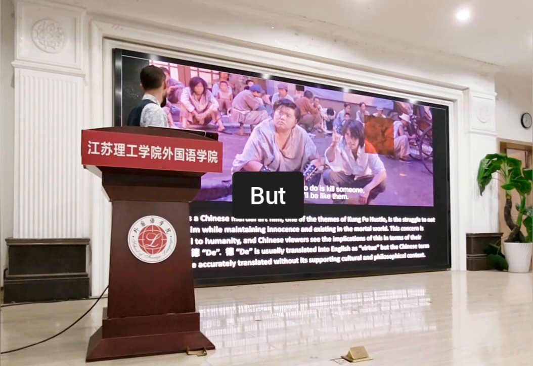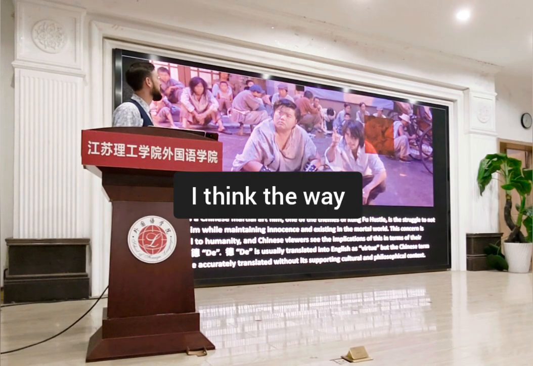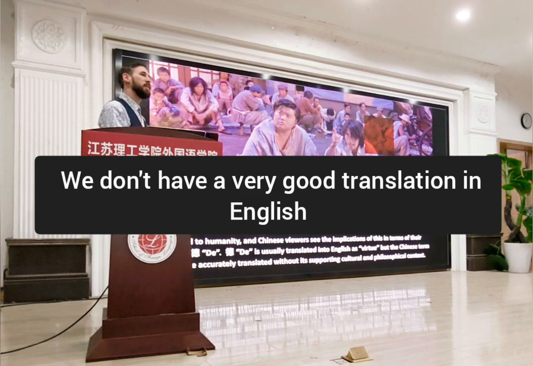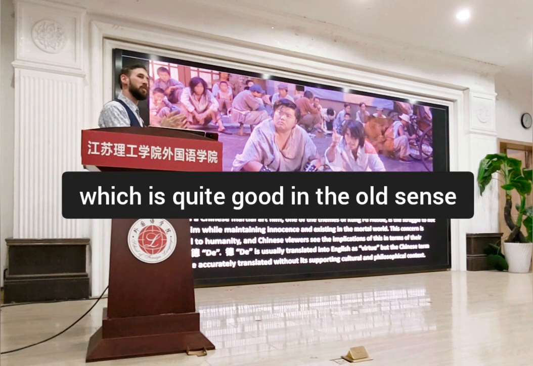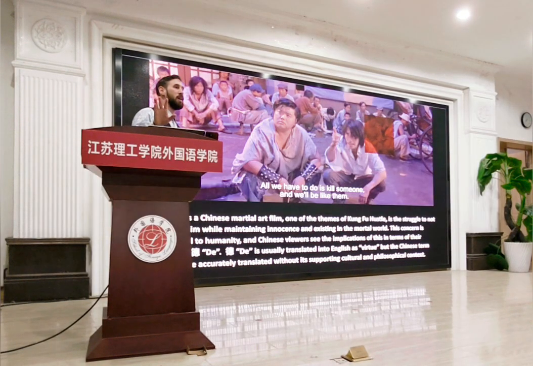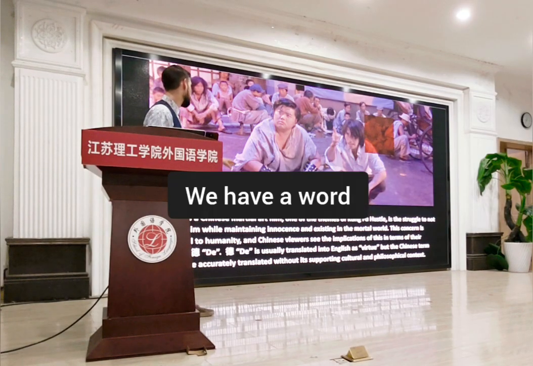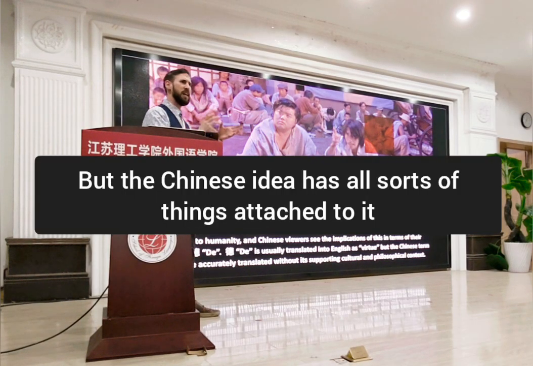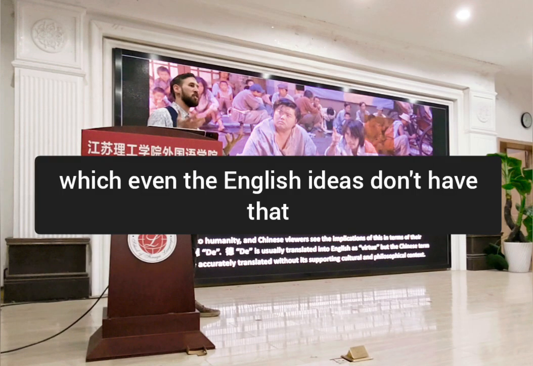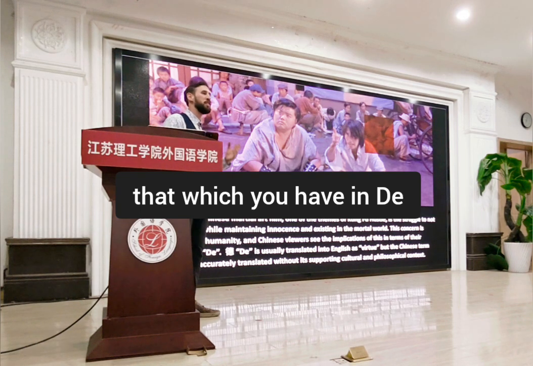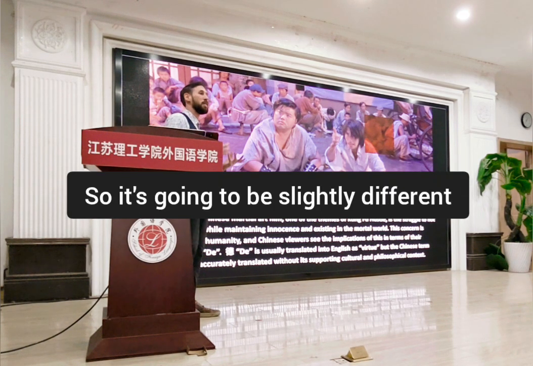Right? But I think the way that Zhou Xingqiu has written this, he's thinking of the Chinese concept of de, which we don't have a very good translation for in English, but we have this word virtue, which is quite good in the old sense. Nobody uses this term anymore in England. You'll almost never hear this term in the West. We have a word, which is virtue, but we barely use it. But the Chinese idea has all sorts of things attached to it, which even the English ideas don't have. If we say virtue, there are aspects of that which you have in de, which aren't in the English culture. So it's going to be slightly different.